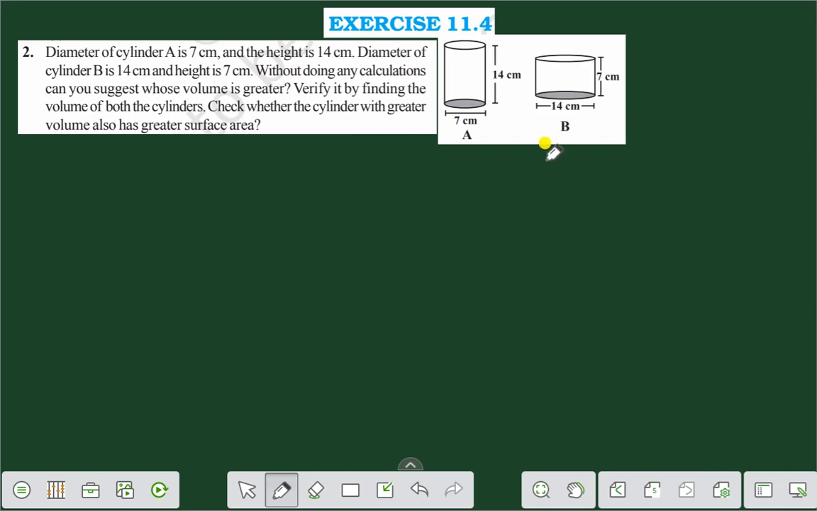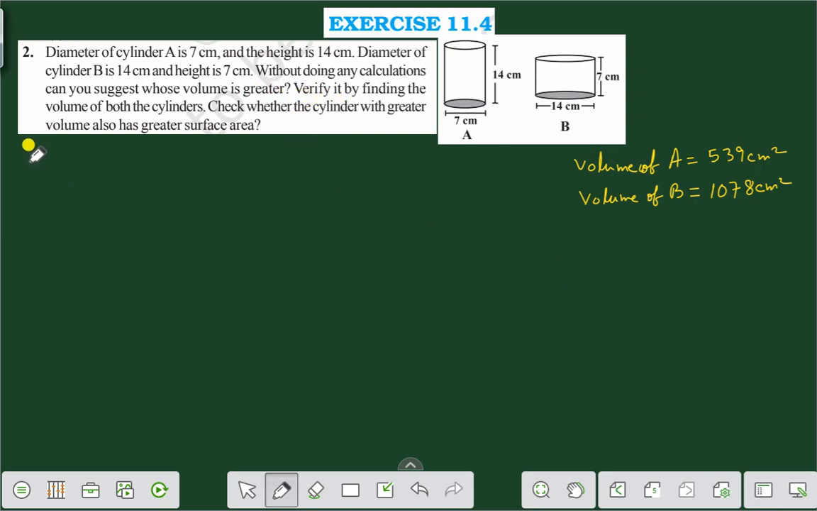Here what we got, that volume of cylinder A is equal to 539 centimeter square, and volume of cylinder B is equal to 1078 centimeter square. Right? We'll find the surface area.